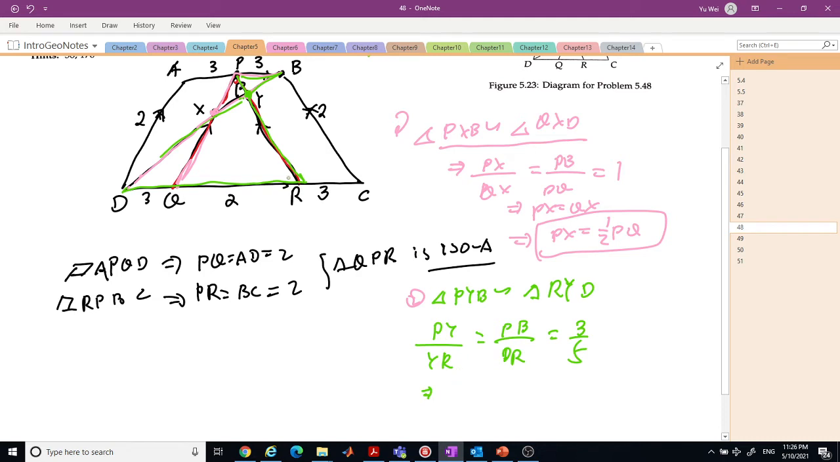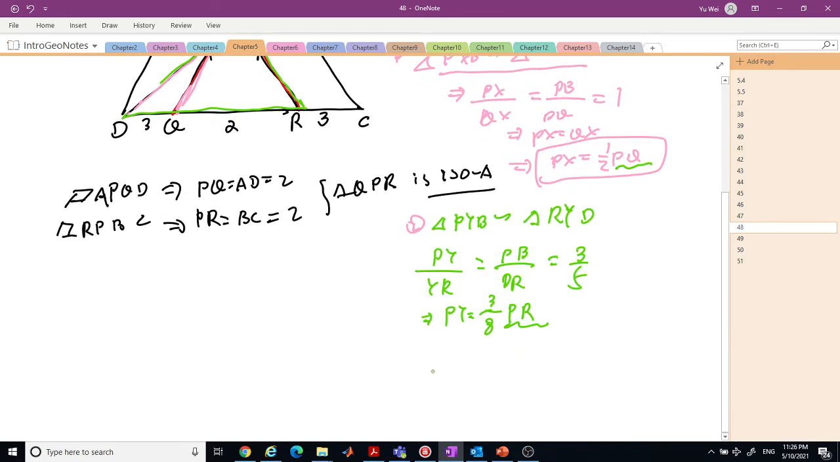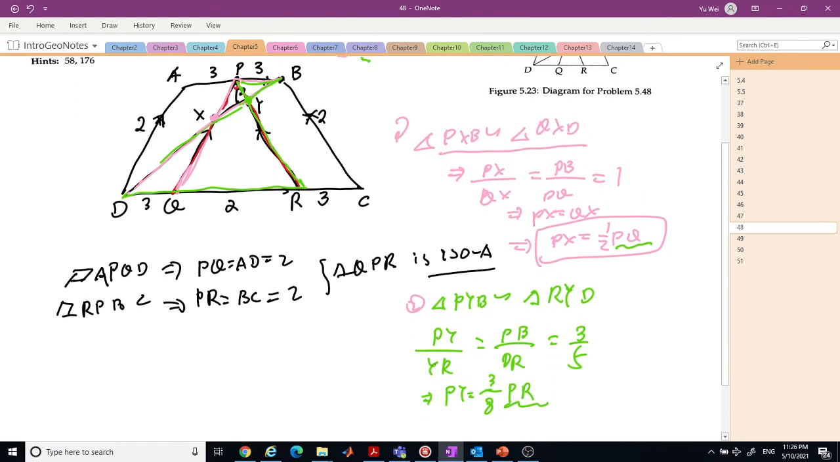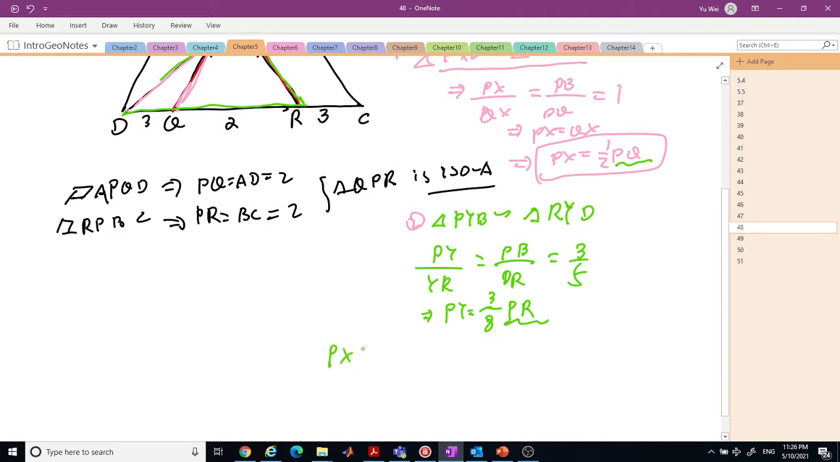So PY and YR is 3 over 5, right? So this piece is 3, this piece is 5. So we know PY is 3 over 8 of the whole PR, right? And PR and PQ are equal, right? So that's why you can see PX over YR. From this one, we know YR is 5/8 of PR, right?